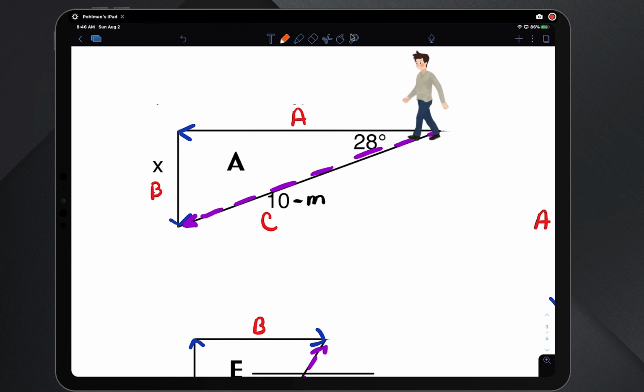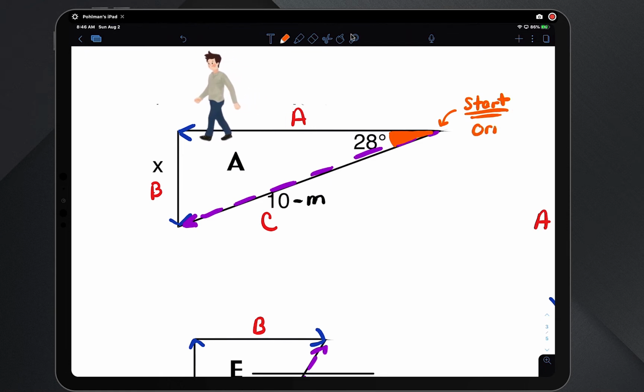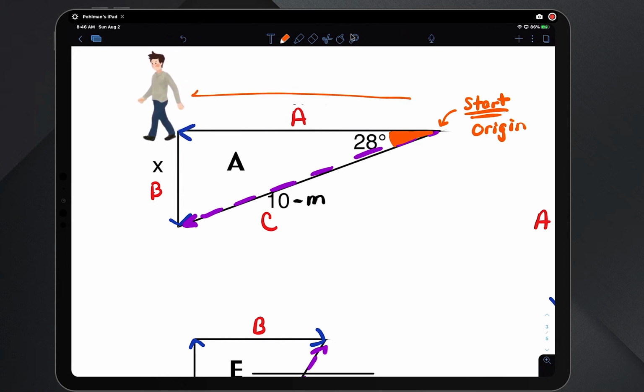Question 1, you have this diagram, and I see this 28 degrees right here at the top. Now what that means is if you see the angle, that tells me that if a person were walking, they started right here. That's our start point. That's our origin. What this person would have done is they would have walked from that starting point towards the west. So this right here would be one part, and this is called a vector component.